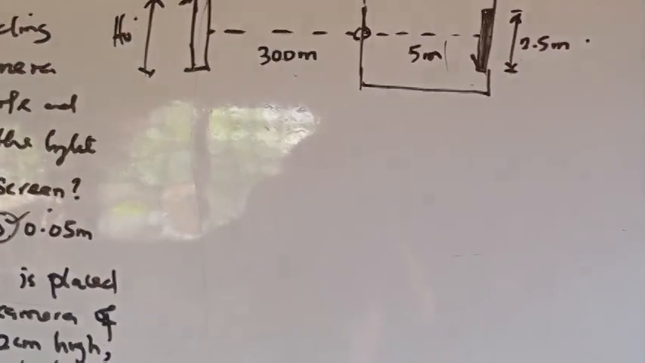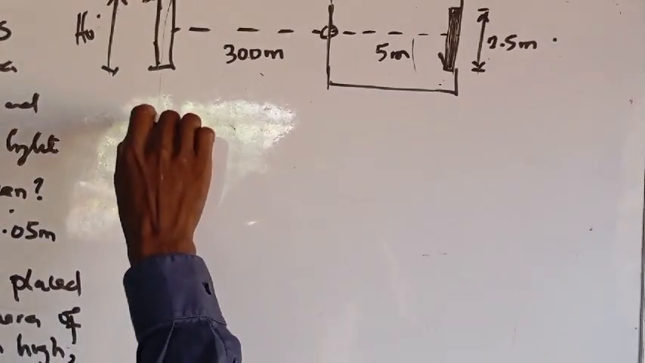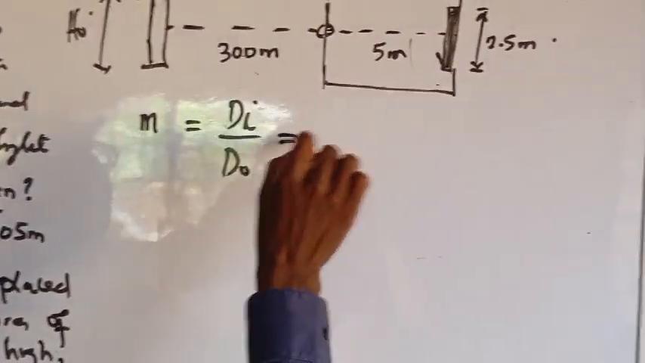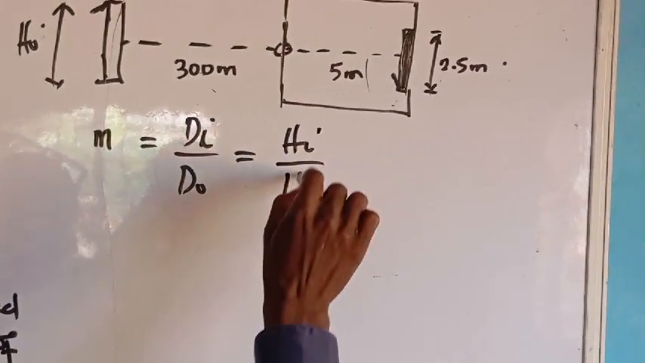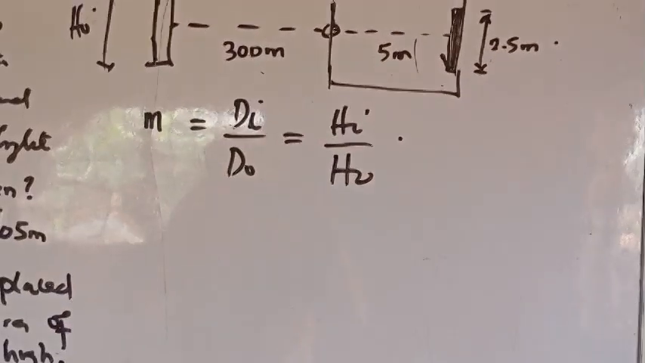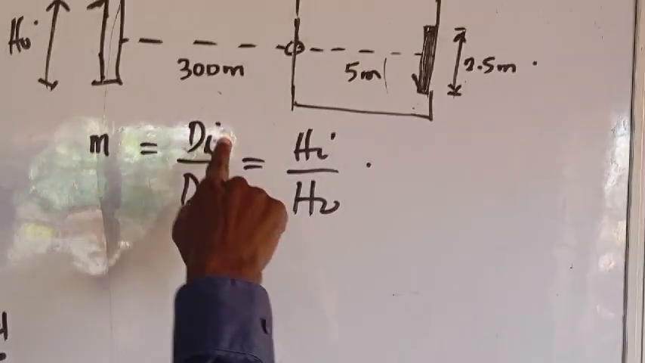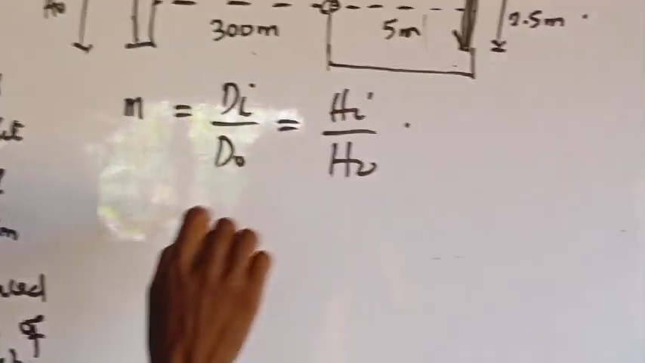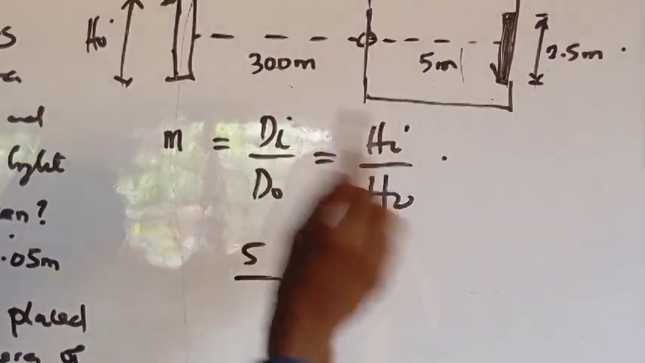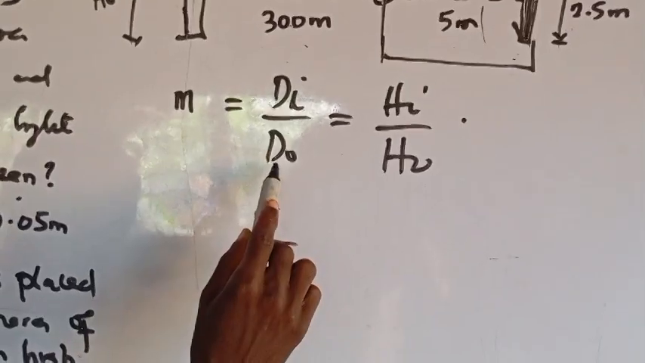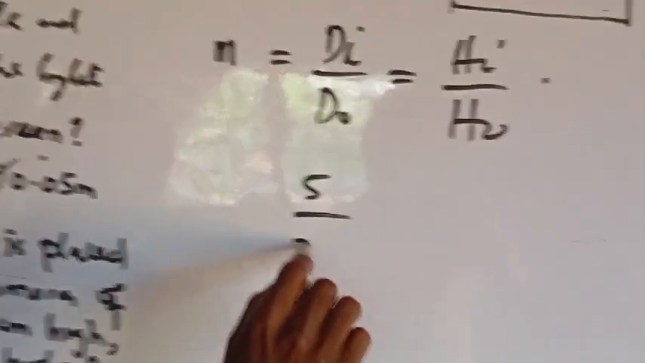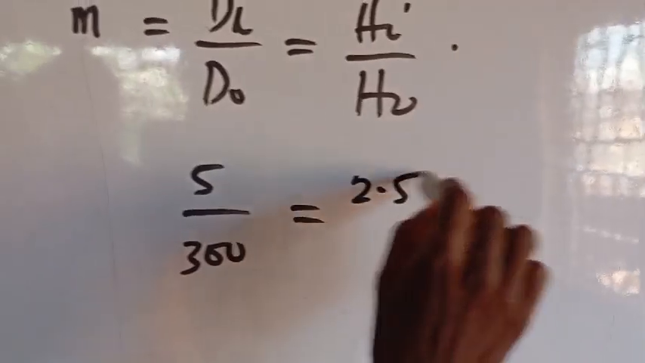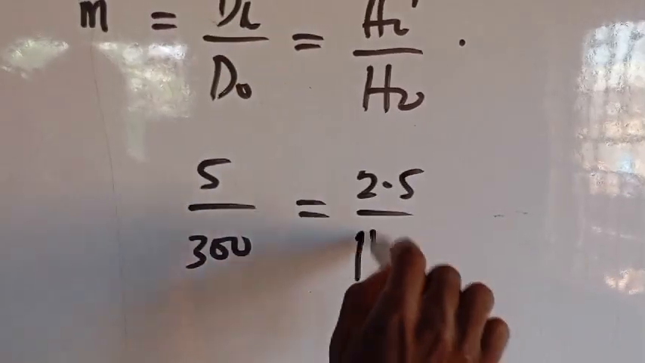Now in this case, we already know that magnification is this over this equals this over this. We have magnification as this. So in other words, our image distance is 5. Object distance here is what? We have object distance 300. Image height, we have it 2.5. Object height, we have it as this.